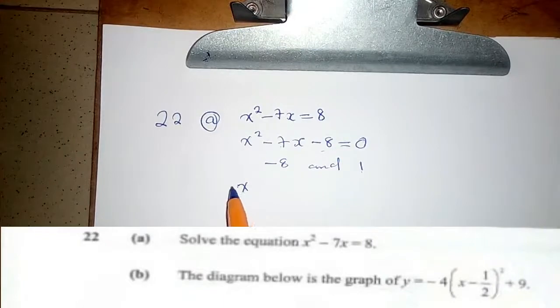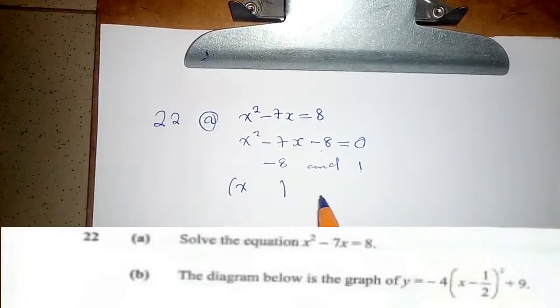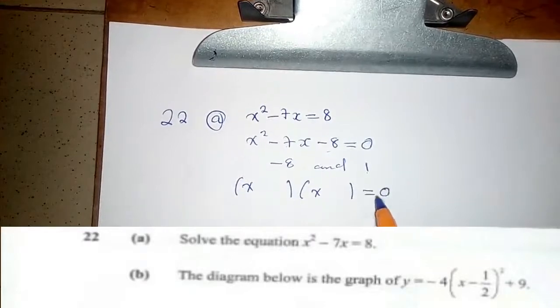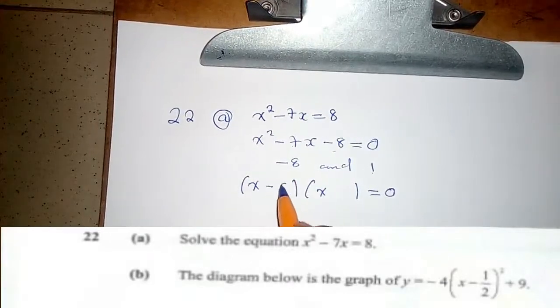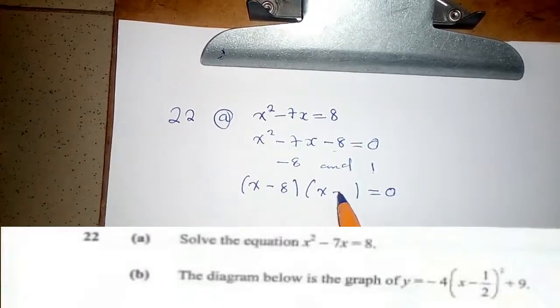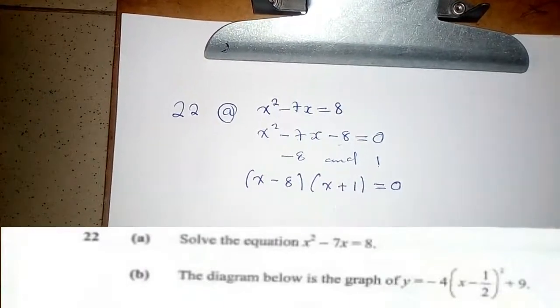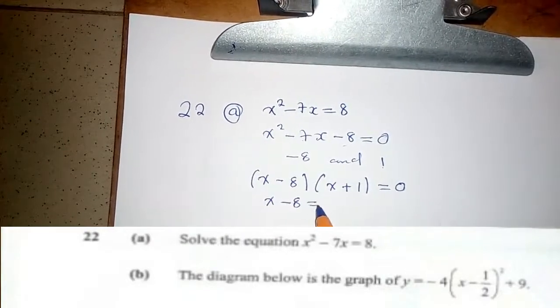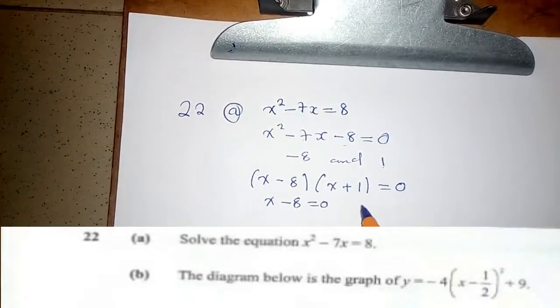So even write (x ...) is equal to 0. So now these numbers, you put them here. So this is -8, we put it here, and +1, put it here. And the next thing will be to equate them to 0.